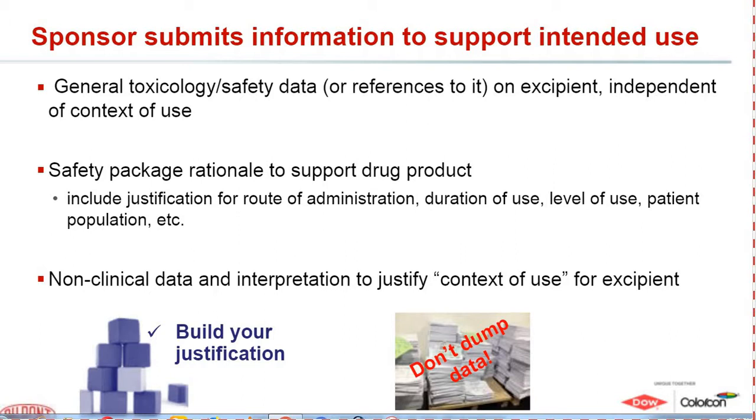Then you have to put together a safety package or a rationale to support that use in your specific drug product, which has to take into account justification for route of administration, duration of use, level of use, patient population, and then the other important factors. Non-clinical data may also be available and be able to be interpreted to justify the context of use for the excipient. So the idea is you have to build this justification into your bridging justification. You can't just take data and give it to FDA and expect them to put that information together.